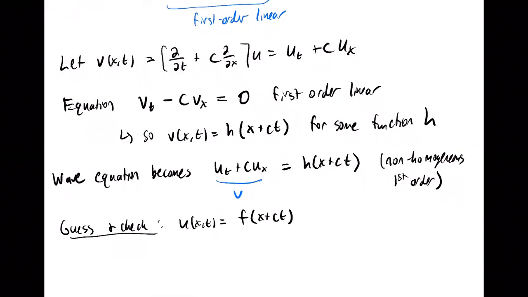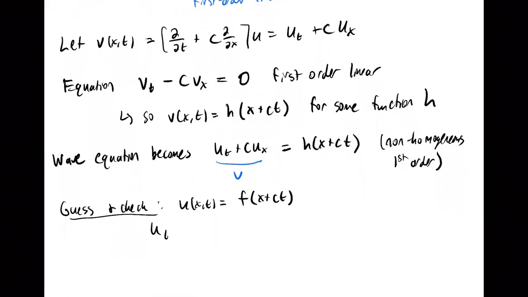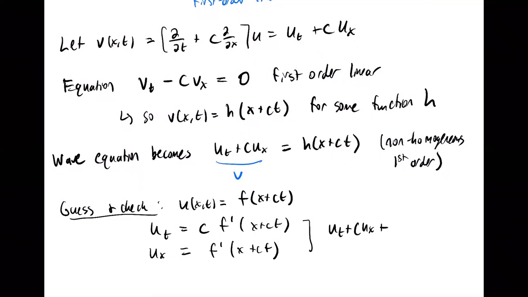Well, let's just look. If I take the derivative of u with respect to t, that has to equal c times f prime evaluated at this point. And if I take the derivative of u with respect to x, this has to equal just f prime at the same point. So if I take u_t plus c u_x, that's going to give me 2 times c f prime.